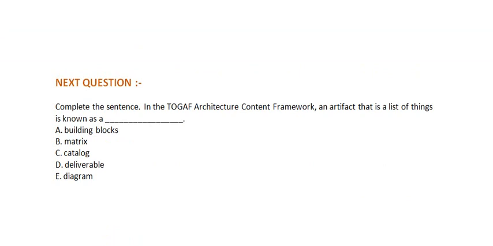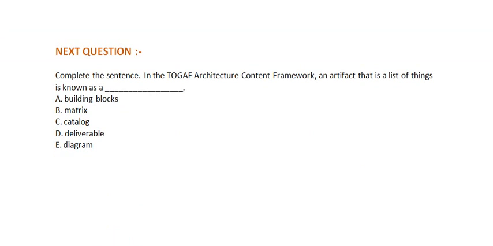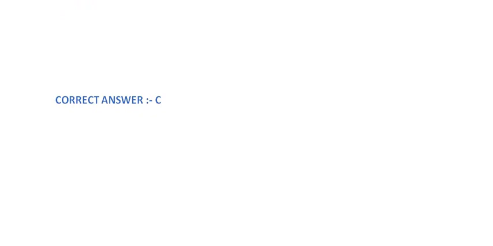Next question is, complete the sentence. In the TOGAF architecture content framework, an artifact that is a list of things is known as a: Option A, building blocks. Option B, matrix. Option C, catalog. Option D, deliverable. And option E, diagram. And the correct answer is option C.